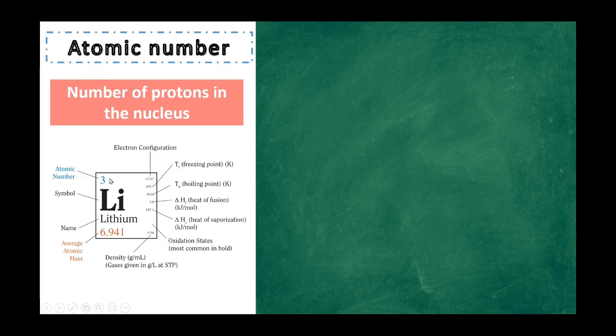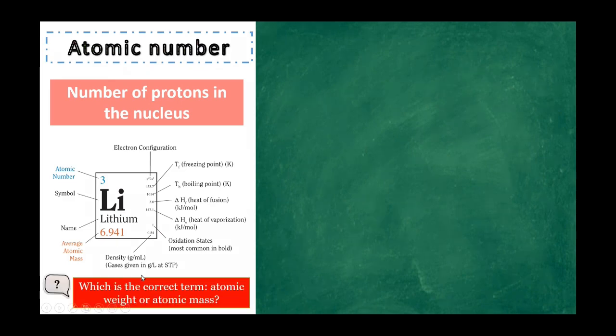We have the atomic number and other properties, chemical and physical properties of an element, and then the oxidation state and the density. Some periodic tables don't include it, but some include it. So we have here the average atomic mass. This is the one that we will discuss. Okay, so which is the correct term? Atomic weight or atomic mass?